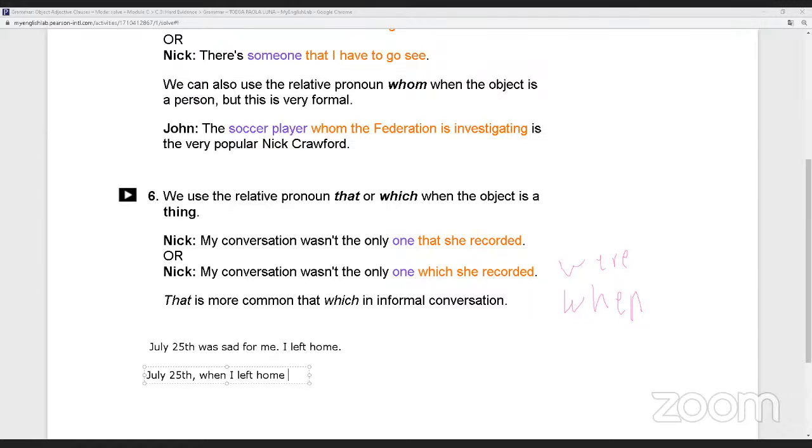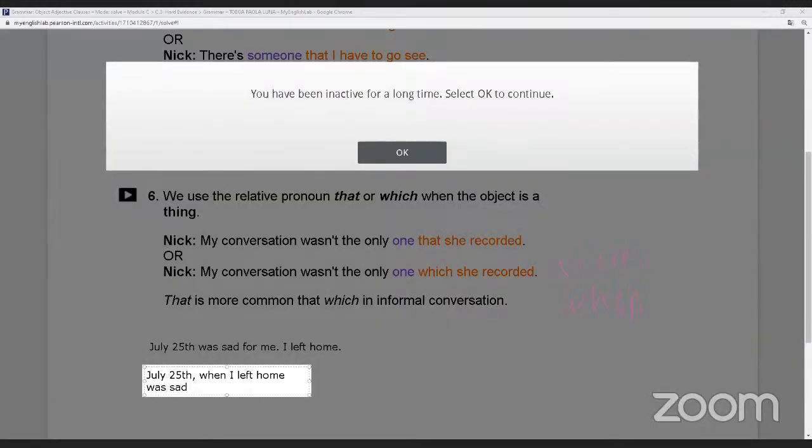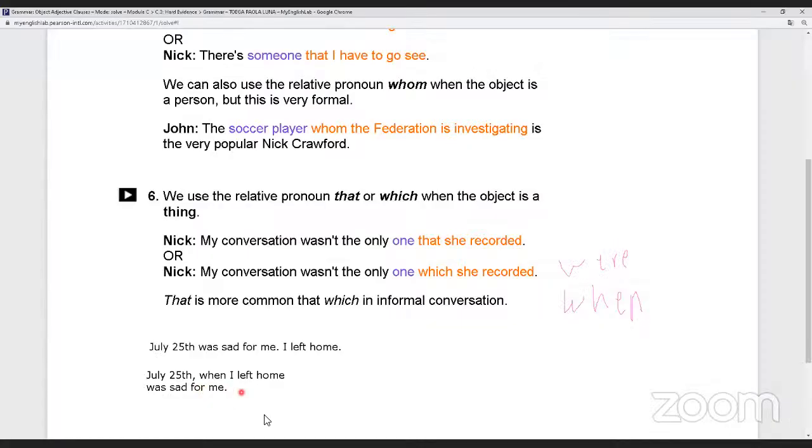The other part of the sentence: that was sad for me. No, only was sad for me. Why? Because you have your relative pronoun when, so it's unnecessary to use two relative pronouns in one sentence. So: July 25th, when I left home, was sad for me.